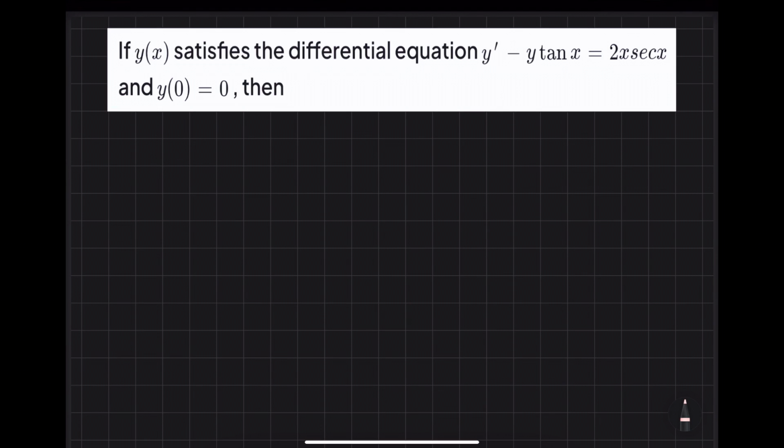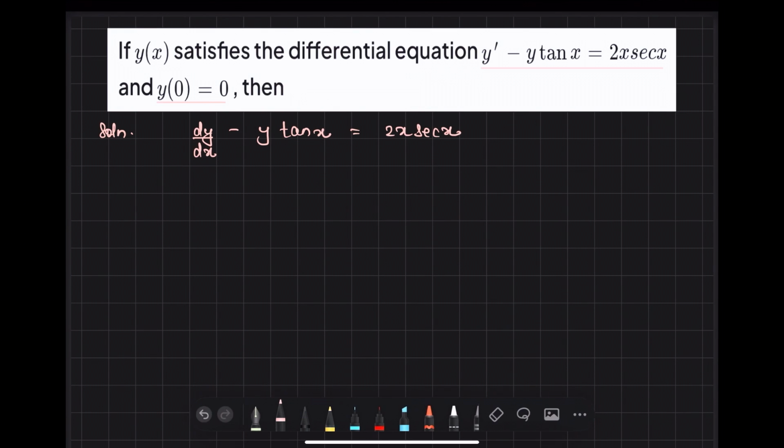So, we got a wholesome new problem in which we have to find, if y of x satisfies the differential equation this. So, we have this as the differential equation and y of 0 is 0. Then we have to find out the function. So, look at this differential equation. Let's rewrite this thing. So, we have y dash, means dy by dx, minus y times tan x is equal to 2x sec x. Now let's try to solve this differential equation.